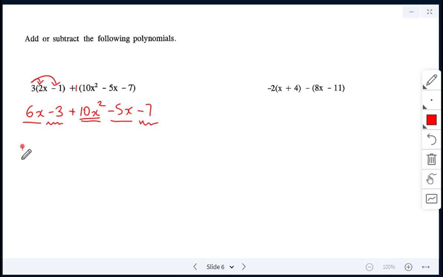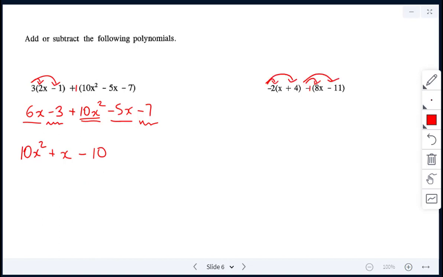So we're just going to write out 10x squared. 6x minus 5x just leaves us with 1x, so just plus x. And then we have negative 3 and negative 7, which will give me negative 10. All right, so this is now simplified: 10x squared plus x minus 10. There's nothing further we can do here, so we will leave it as that.